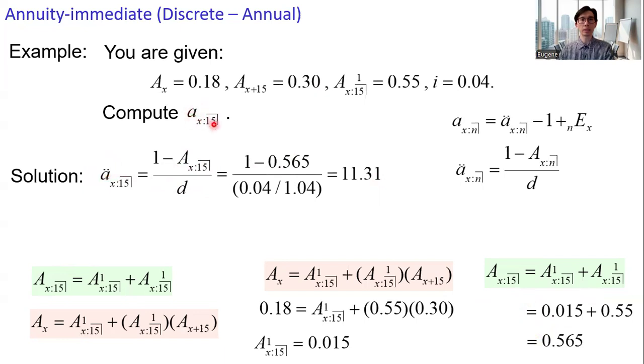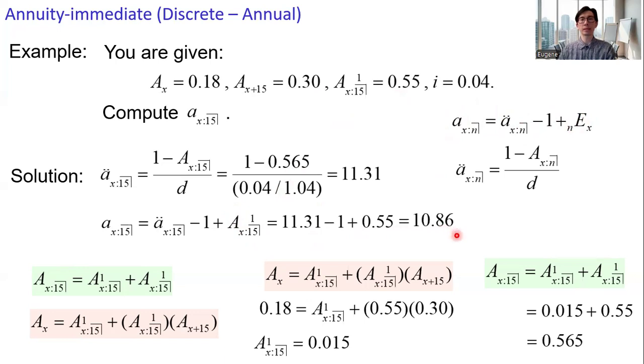And we are asked for the quantity of the annuity immediate. Because of this relationship here, 15E_x is equivalent to this 0.55. Upon calculation, we get the answer 10.86.